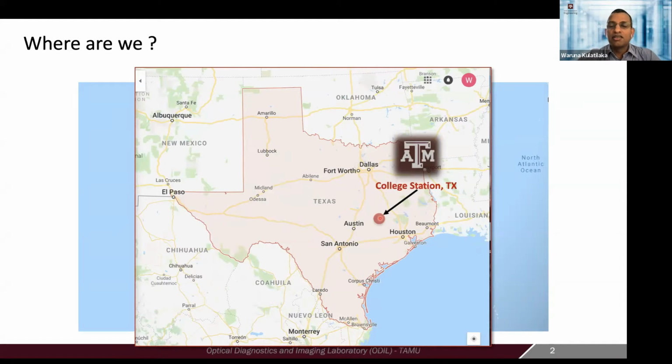As I said a little while ago, it gets a little warmer in the summers, but we get quite nice weather here during most of the year. College Station is a small town, and that's where Texas A&M University is.